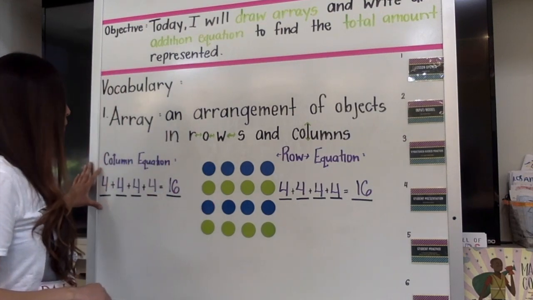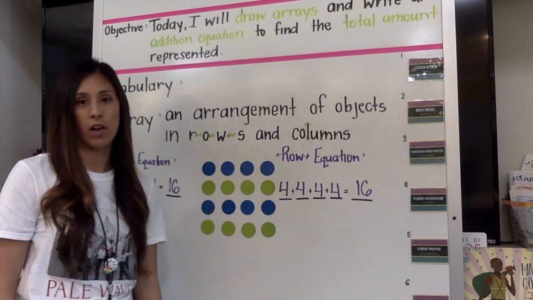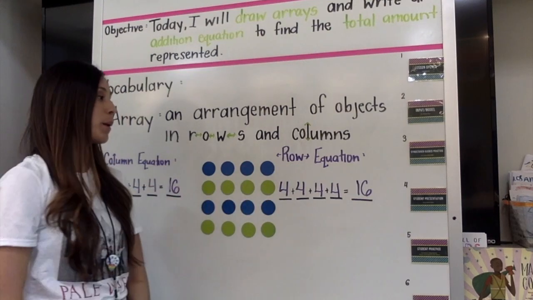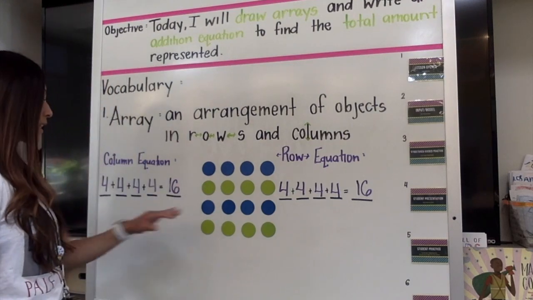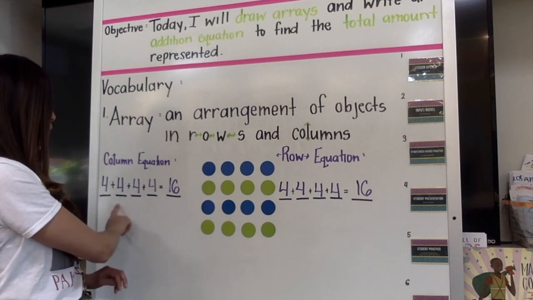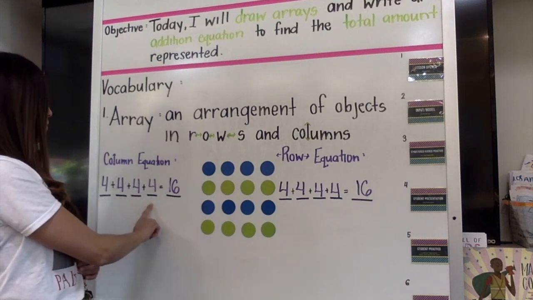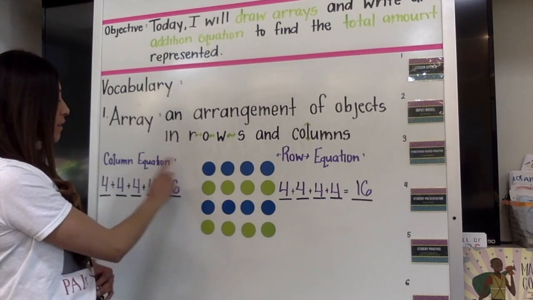So then we can also come up with 2 equations for arrays. So we can come up with an equation for the columns to explain what's happening in the columns, and we can also come up with an equation to explain what's happening in the rows. So in this particular case, the equations are actually exactly the same.